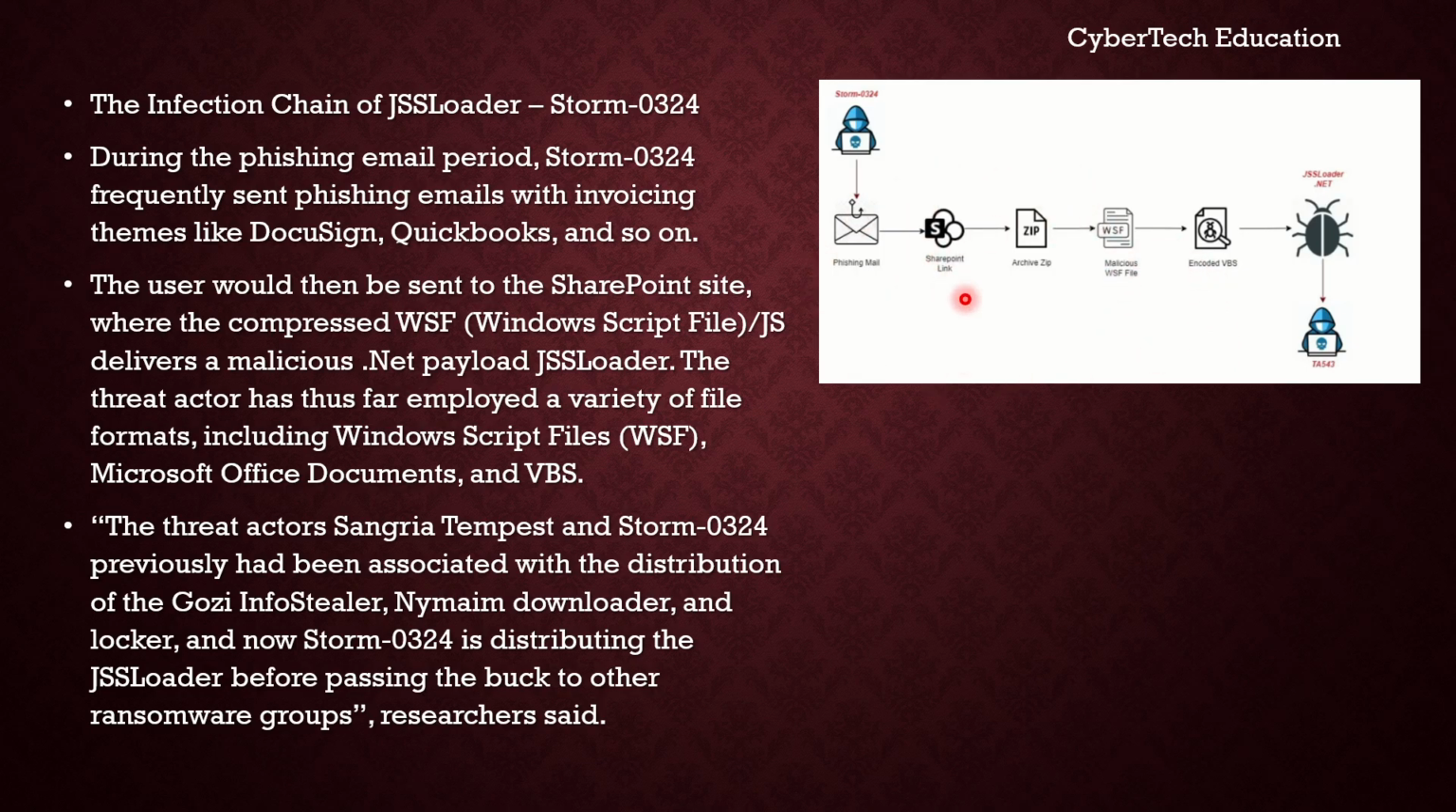This is how the exact scenario looks, folks. Once Storm-0324 starts delivering the phishing messages, they come with a SharePoint link. The SharePoint link leads to a zip file, which contains a malicious WSF file and an encoded VBS. This leads to an attempt to deliver the JSSLoader .NET, and the actor TA543 has been installed on your PC. This is how the infection chain of JSSLoader looks.